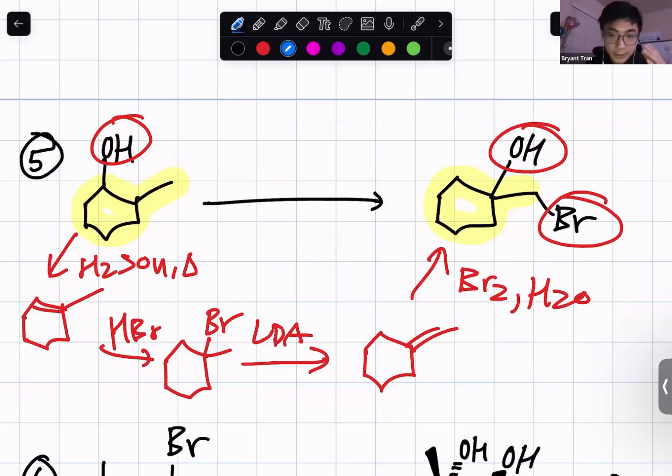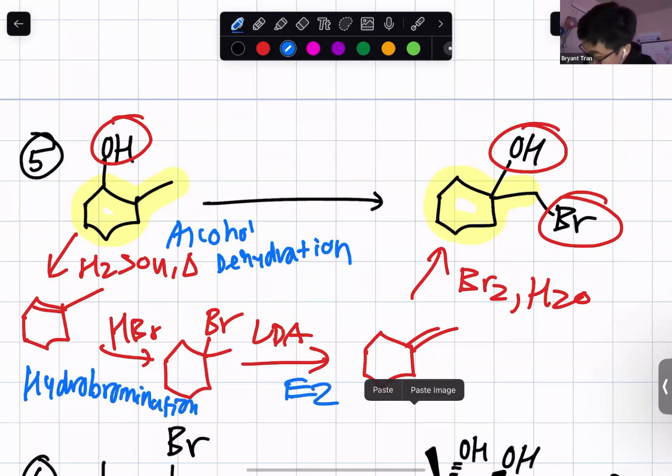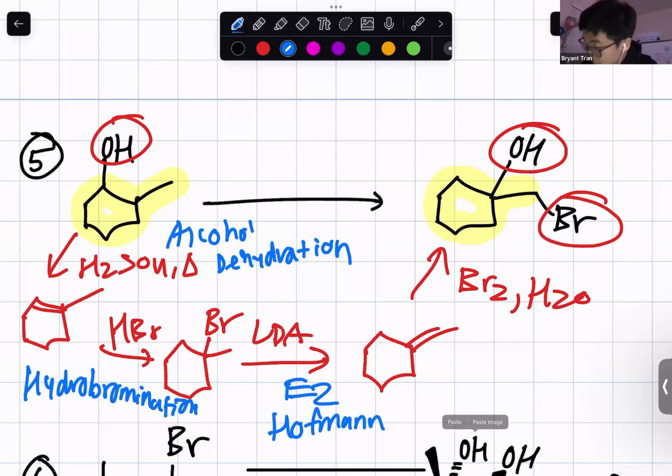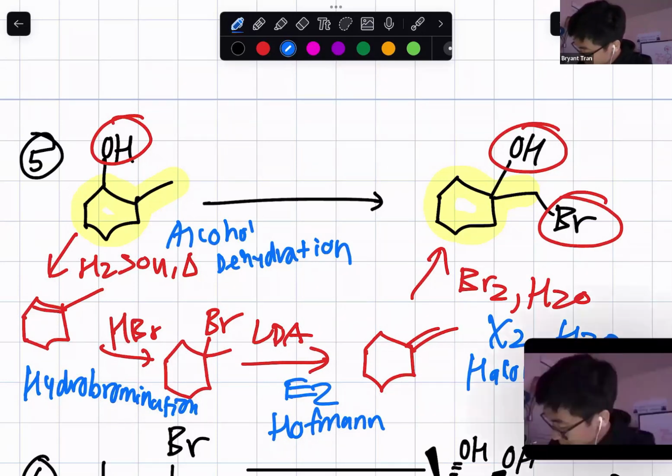Because there's two ways to form alkenes that you guys learned about. An elimination reaction like E2 or E1 with a good leaving group like bromine, or alcohol dehydration, which is what we did here. Alcohol dehydration. And then we did hydrobromination. And then we did E2 Hofmann. We could do E2 here because we have a good leaving group present now, that bromine. And then we did X2 with water, halohydrin formation.